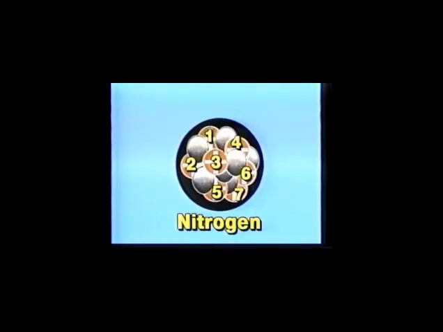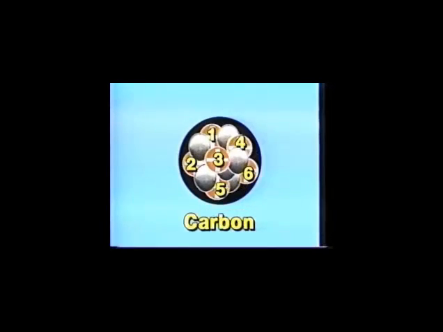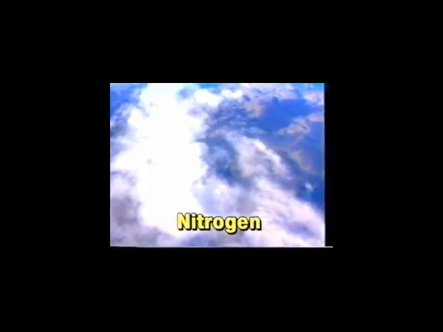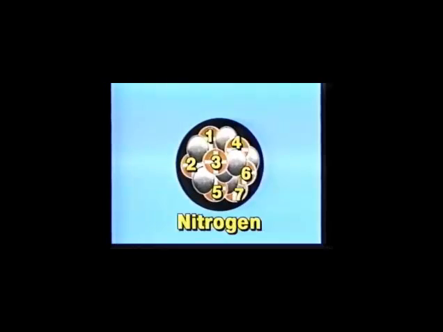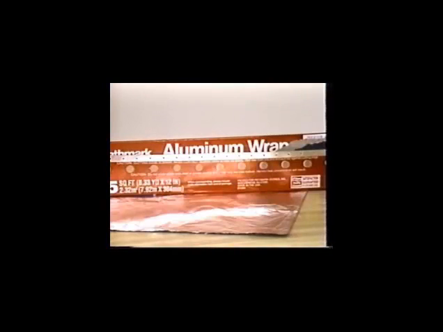A dark solid, carbon makes up most of the burned wood we see here. While on the other hand, nitrogen, with 7 protons, has just 1 more proton than carbon. And nitrogen is a colorless gas that's all around us, making up most of the Earth's atmosphere. So the number of protons in a nucleus determines what the element is, whether it's carbon or nitrogen, or perhaps aluminum or gold.